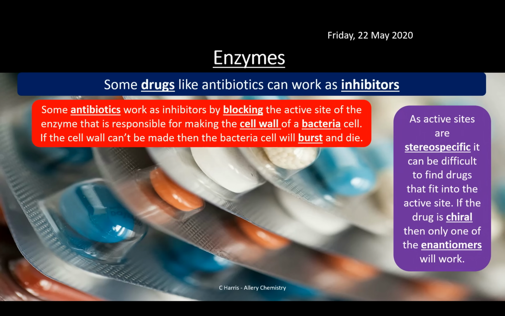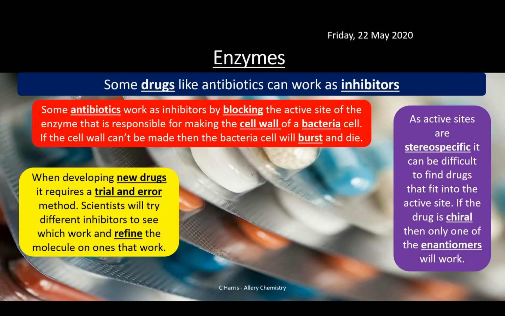So as active sites are stereospecific, it can be really difficult to find drugs that fit into that active site. If the drug's chiral, then only one of the enantiomers will work, and that's what I was talking about before. Sometimes the other enantiomer may actually have a negative effect on your body. You've got to be careful with that. So developing new drugs requires a trial and error method, and scientists will try different inhibitors to see which will work and refine the molecule on the ones that don't.